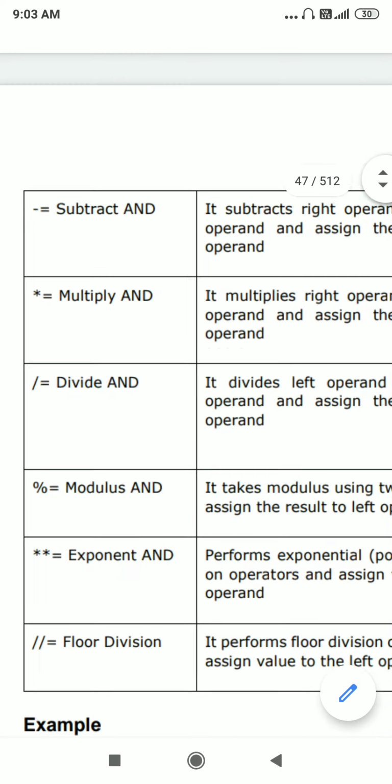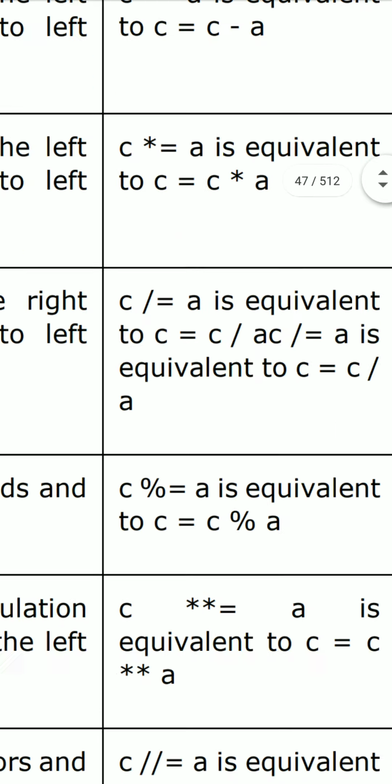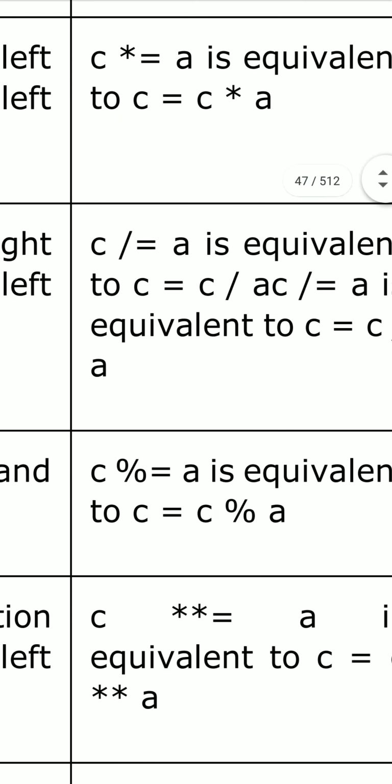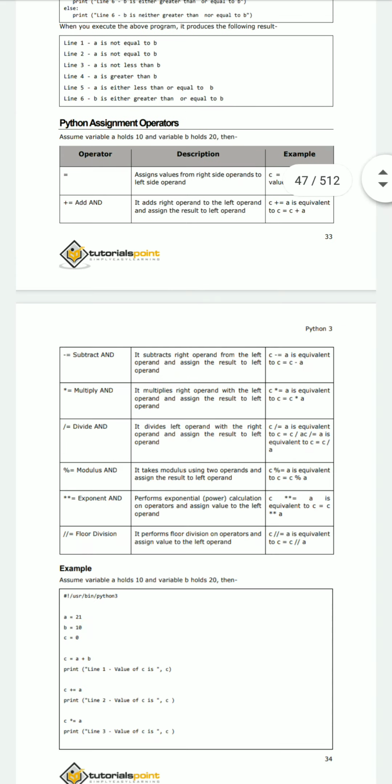And next one is divide, an operation performed on two operands. Here I have taken two operands C and A, and division is performed between C and A, and the resultant value is stored into C.